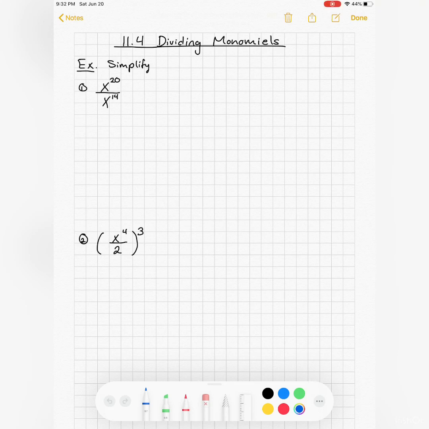So now that we've looked in some detail at multiplying polynomials, let's take a look at dividing. I know I mentioned this rule in the last section where we have a division. What we do is we subtract the exponents. So here, I'm going to subtract 14 from 20, and I end up with x to the 6th.